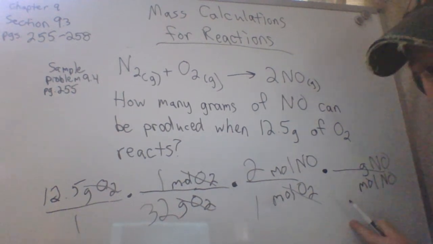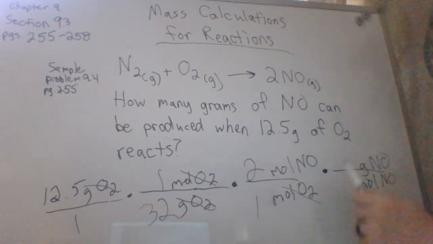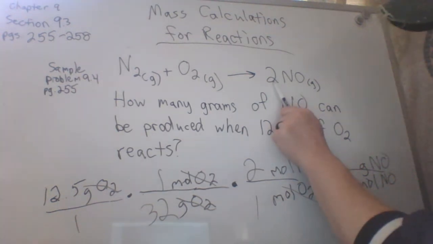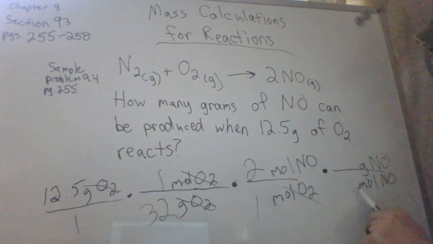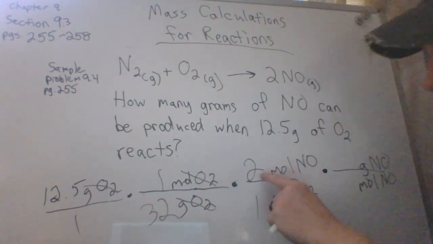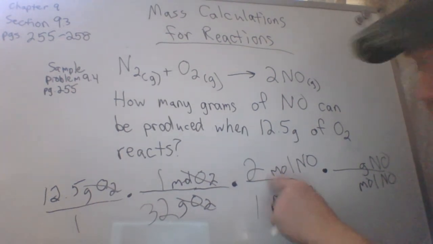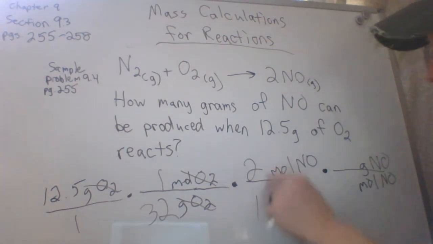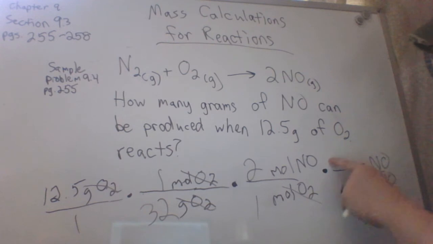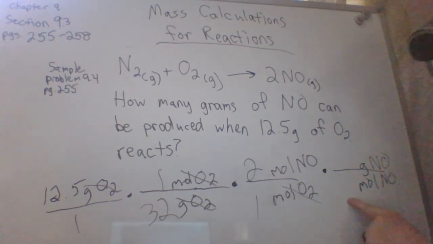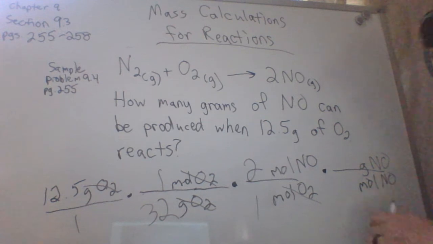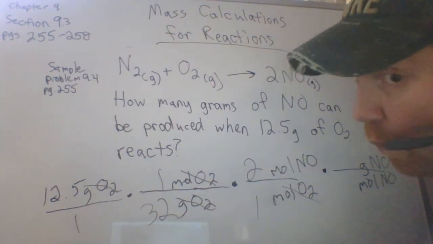Here's a spot where a lot of students struggle. They see the 2 in front of the NO and think that a 2 needs to go here. Nope, that 2 has already been taken care of in the mole-to-mole ratio. All we're doing right here is finding the molar mass of NO. The molar mass, 1 mole.